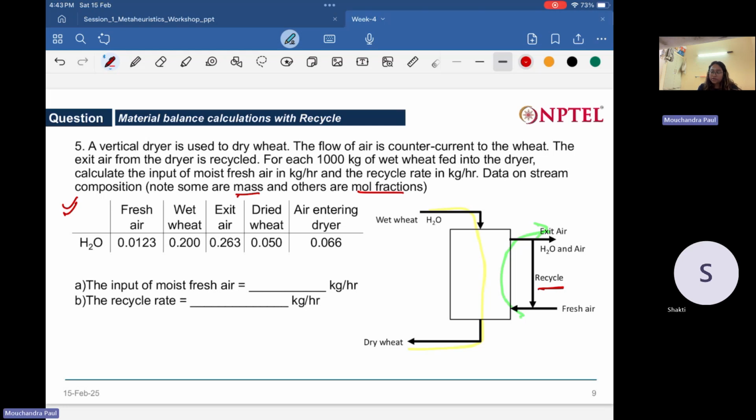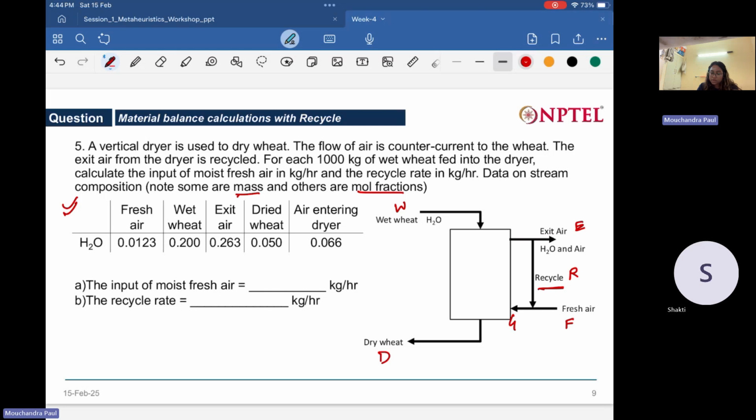So we can try to label the streams for our convenience. Let's say W is the wet wheat stream, dry wheat stream is D, exit air is E, recycle stream is R, fresh air is F, and the air that is entering the process is G.